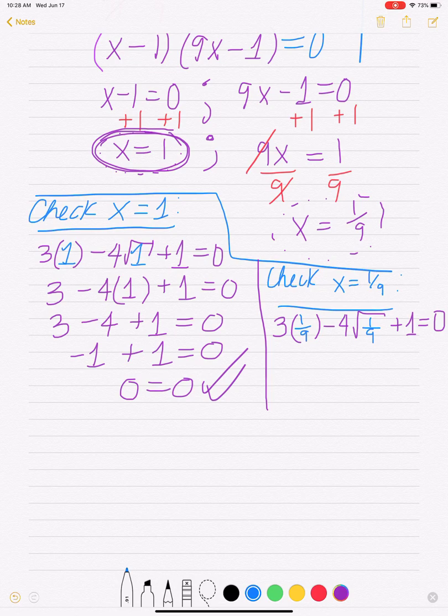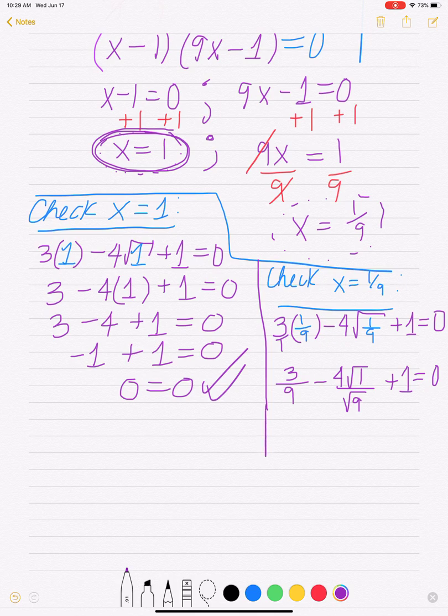So first of all, you have to do 3 over 1 times 1 over 9. So what are we going to do? We're going to do 3 times 1 on top is 3, and then 1 times 9 on bottom is 9. Okay, then we're going to have minus 4. Now the way you take the square root of a fraction, you're going to take the square root of 1 on top, square root of 9 on bottom like that, and then plus 1 equals 0. So you just distribute that radical to the top of 1 there and to the bottom of 9.